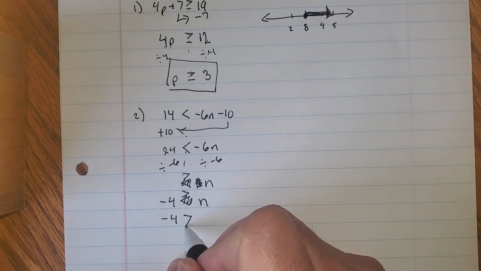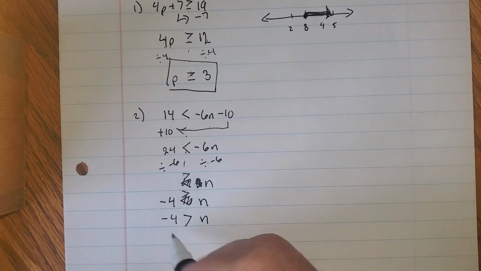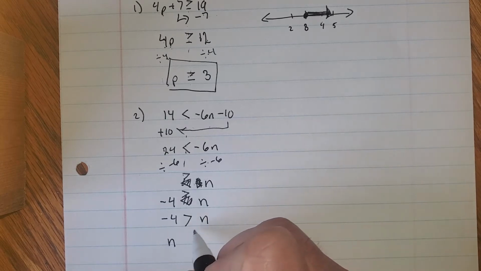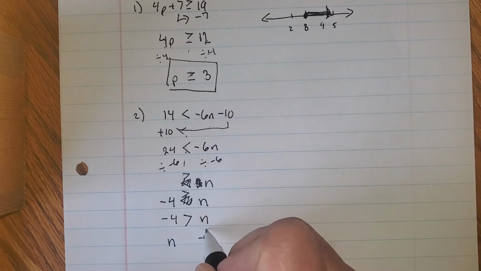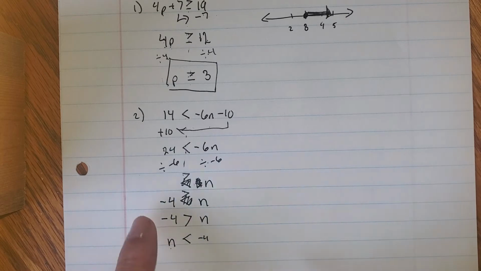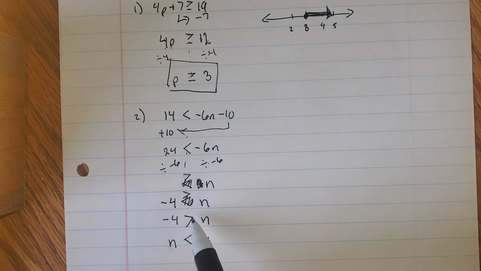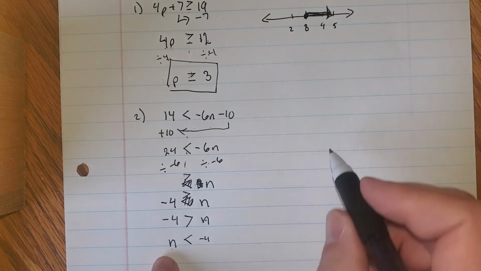Negative 4 is now greater than n, but I like to write it with the n first. So when I write it like this, reading it backwards, negative 4 is greater than n. Make sure the symbols are pointing, the small side is pointing towards the n, so I'm going to keep it that way.